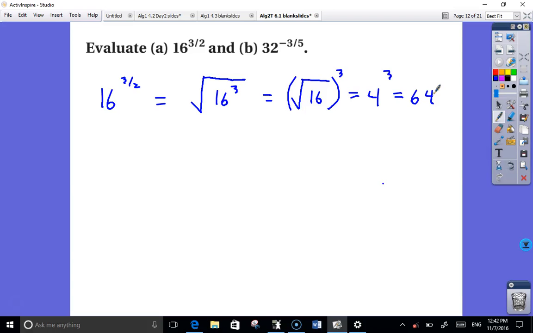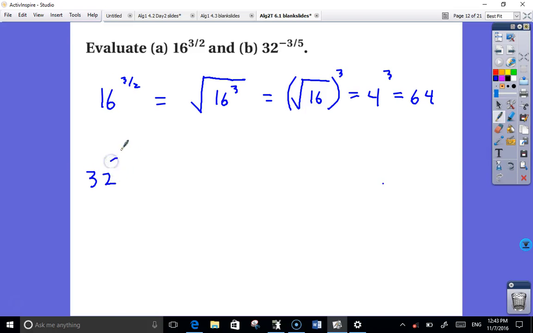What you're going to do is look at this fraction right here. Because you know that the 2 in the denominator is the index, just as you look at it, say, what's the square root of 16? 4. What's 4 to the 3rd? 64. Done. Without converting it to a radical, you just use the fraction. Use the denominator first, then use the numerator. Right? How about this 32 to the negative 3/5?